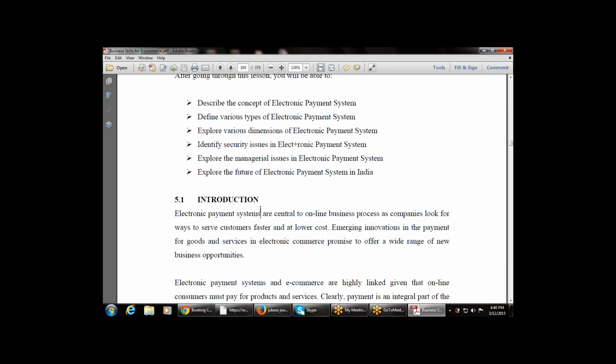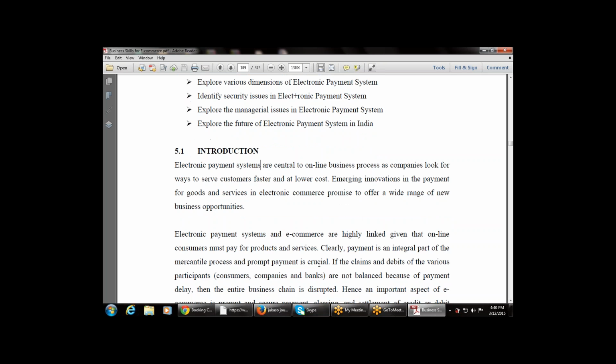So e-payment systems are central to online business processes, as companies look for ways to serve customers faster and at lower cost. That is why it is very useful, because companies look for ways to serve consumers or customers faster and at a lower cost. Emerging innovations in the payment for goods and services in electronic commerce promise to offer a wide range of new business opportunities available to the business.